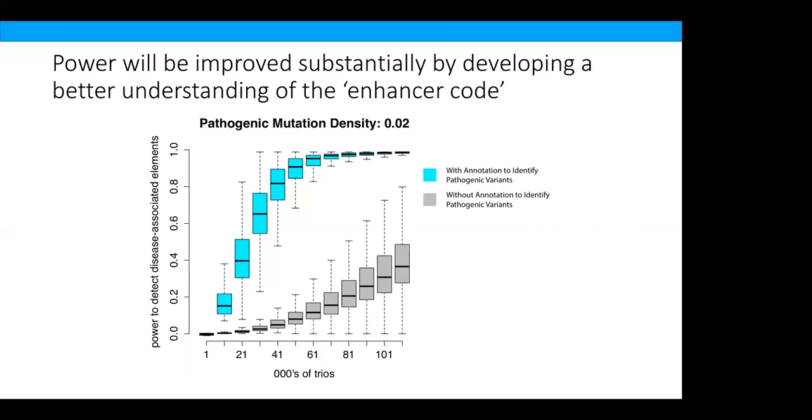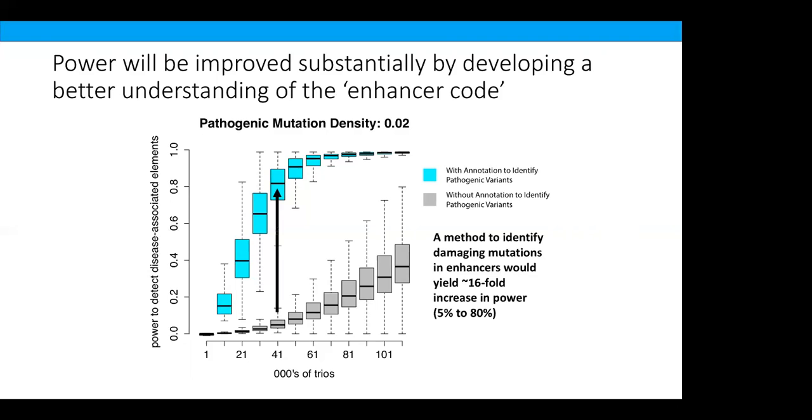But if we can develop a way to better understand which mutations in non-coding elements are likely to be pathogenic versus those that are likely to be benign, even at a more reasonable number of trios, 40,000, we'd get about a 16-fold increase in power. And you can also imagine on this graph, there's really a family of curves between these two. So it's not going to be a perfect predictor or no predictor, but even tools to better subset the nucleotides within a particular element as being likely to have a dominant pathogenic mechanism versus those that don't will improve power dramatically.